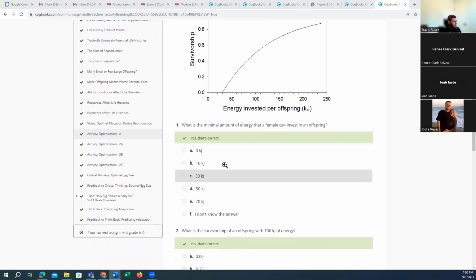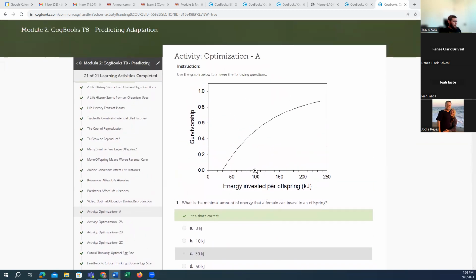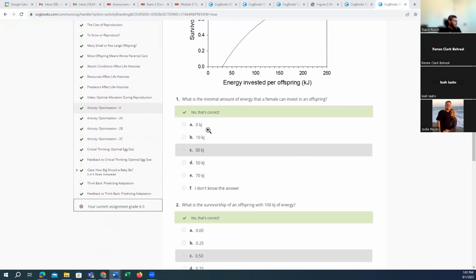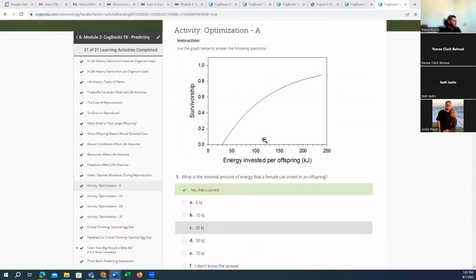Yes. Okay. And then the second one says, what is the survivorship of an offspring with 100 kilojoules of energy? So we go to the x-axis and find 100, because that's what the mother invested into this offspring, and we draw a line up and see where it hits the survivorship curve. To know its survivorship, we go over to the left, and it's about 0.5, let's say. That's our answer. That's how we find the survivorship, knowing the energy invested.